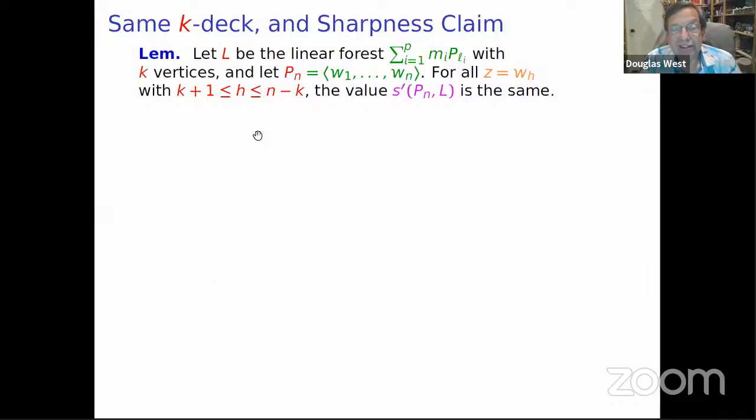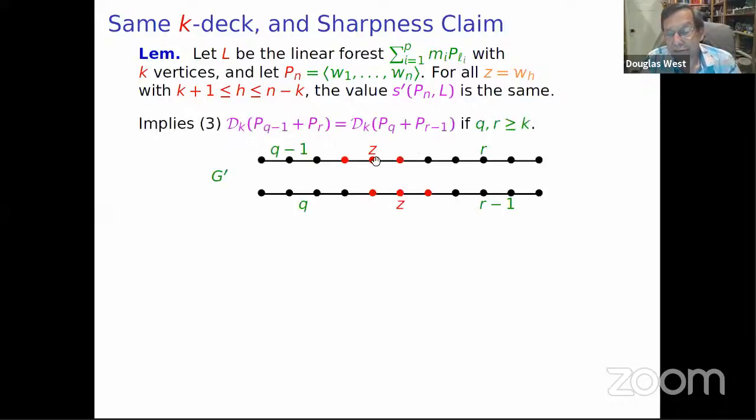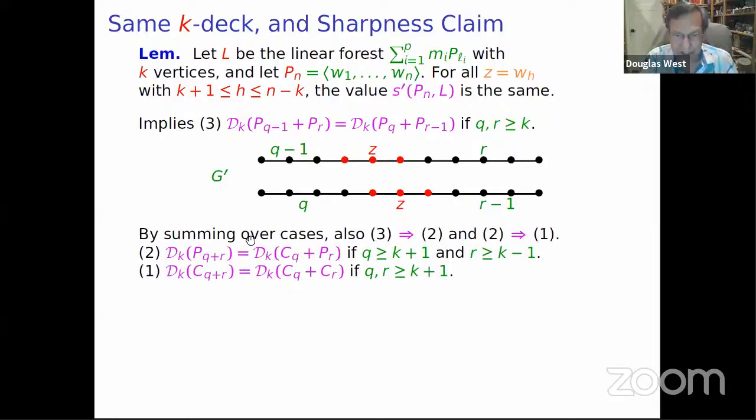So again, this is what we proved. And just reviewing how we use that to prove this statement, our special vertex Z, as long as these pieces on the ends have at least K minus one vertices, Z will be far enough away from the ends that the thing we're counting is independent of the specification of Z, and therefore these have the same K deck. Okay. And as I said, three implies two, two implies one, but I'm not going to talk about the details of that.